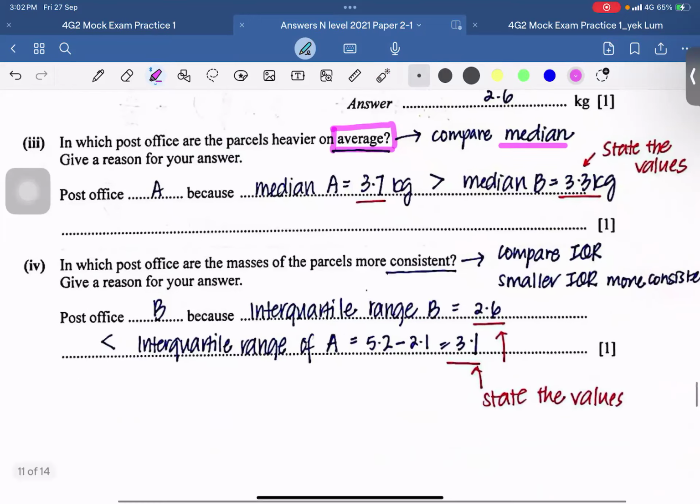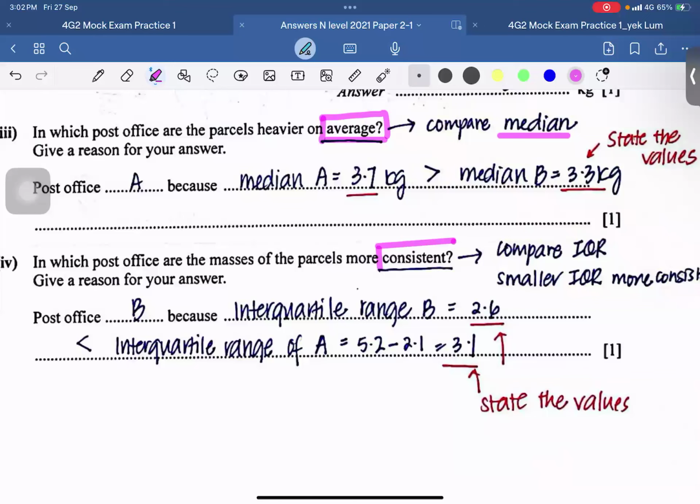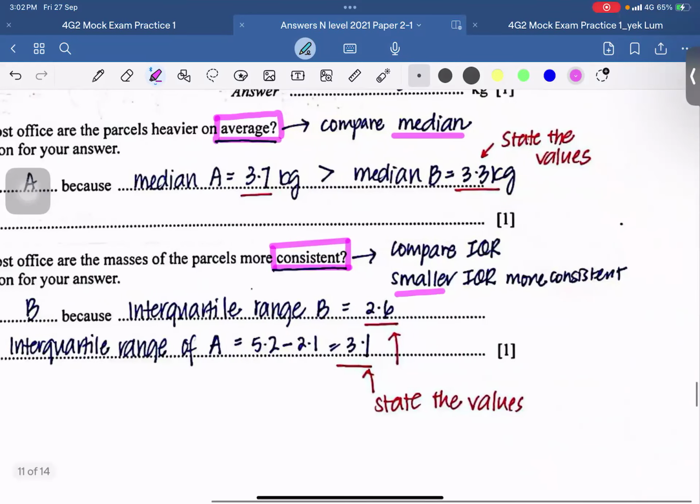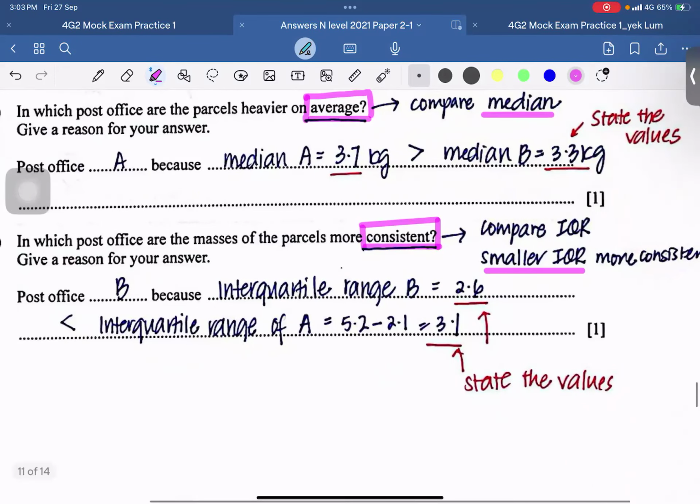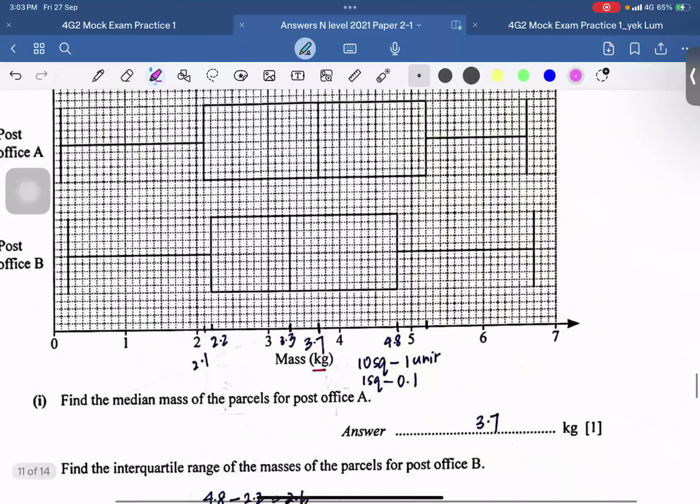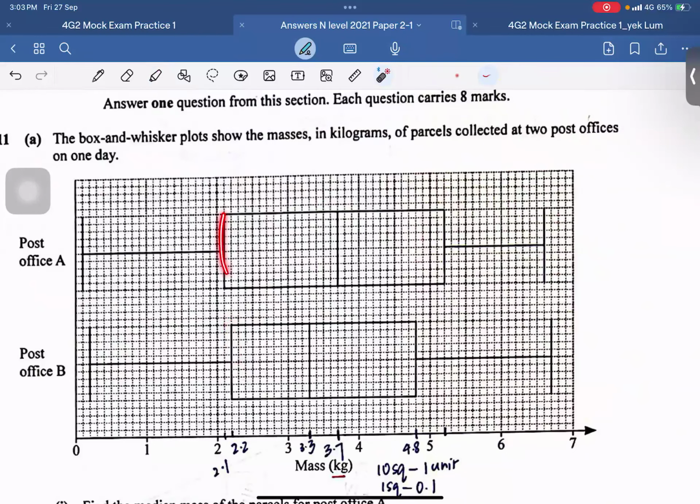Okay, next one, in which post office are the masses more consistent? So this one now the keyword over here is consistent. So very obviously for consistent, we compare the interquartile range. A smaller interquartile range will have a higher consistency, meaning all the numbers are more or less packed together, very similar to each other, so be more consistent. So for post office B, it'll be more consistent, because the interquartile range of post office B is 2.6, is actually smaller. You observe that this part is narrower, compared to this one. This one is a bit wider.